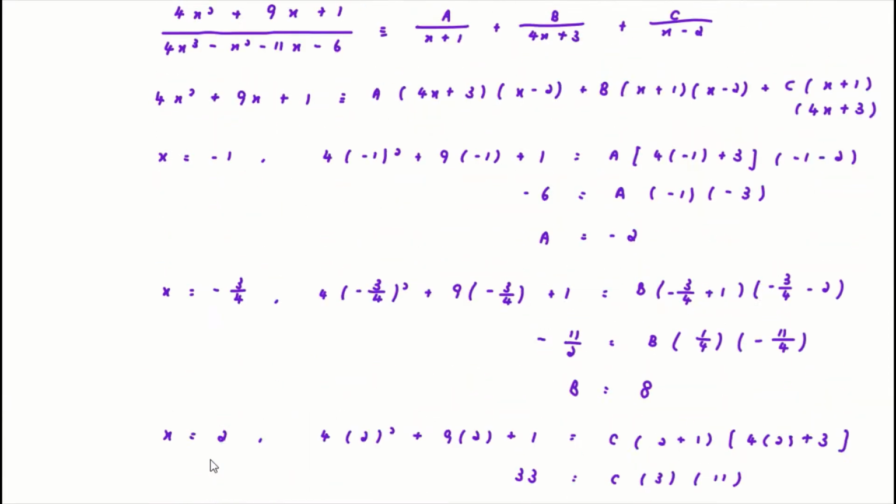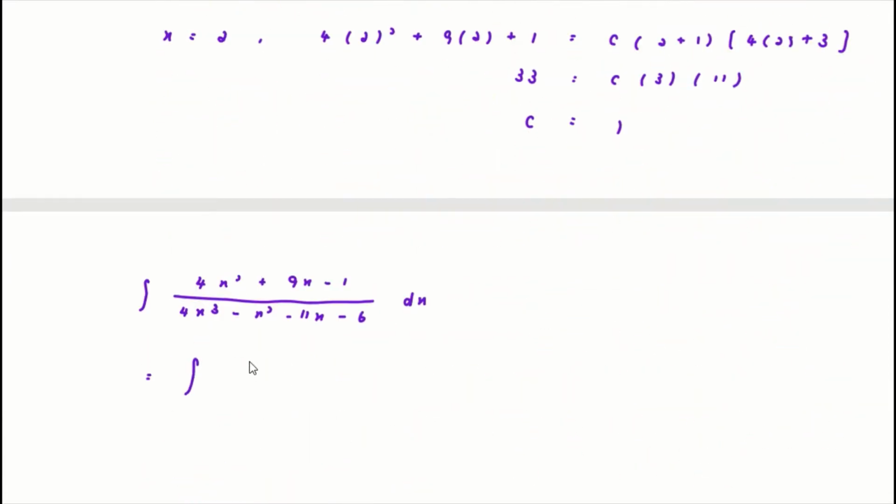Okay, so A is −2 over x + 1, plus B is 8 over 4x + 3. Then the last one, plus 1 over x − 2. Okay, so now let's try to split it.